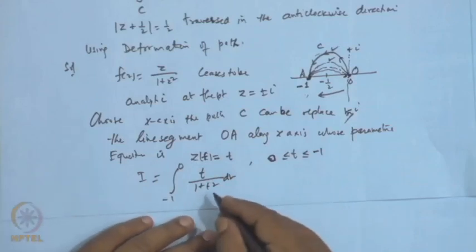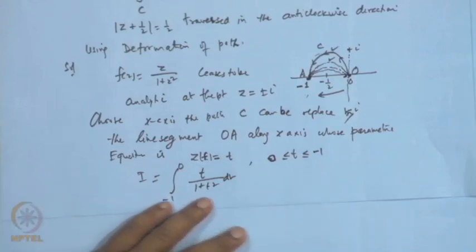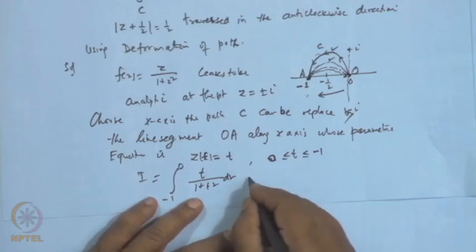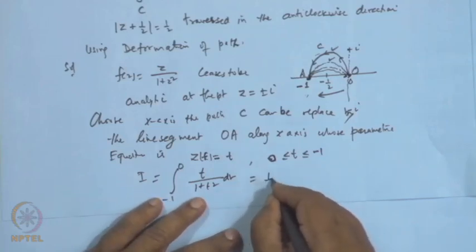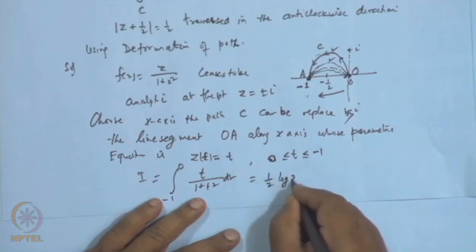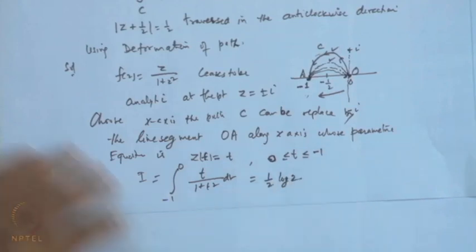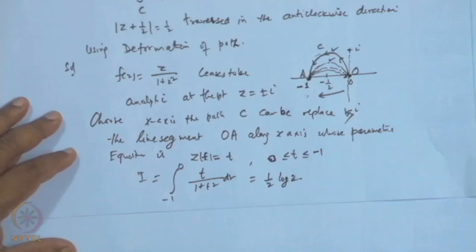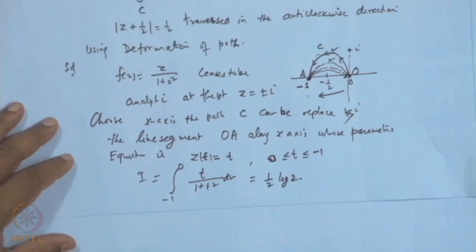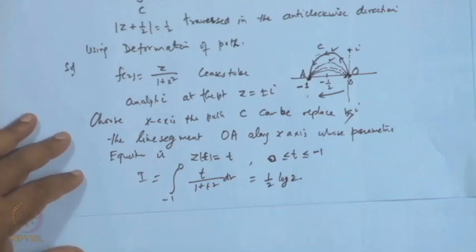Okay. And this value can be easily integrated, because if I put 1 plus t square to be u, then we get this value to be half log 2. So, by using the deformation of the path, one can easily get the integral, or one can change this path of integration suitably and get the result.